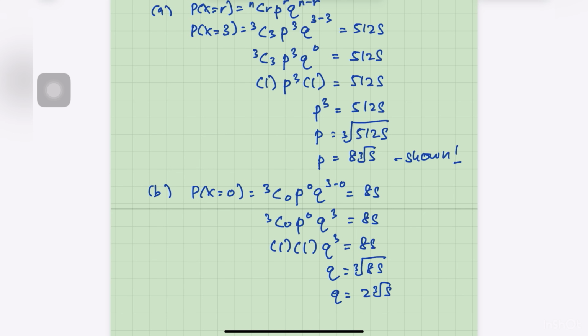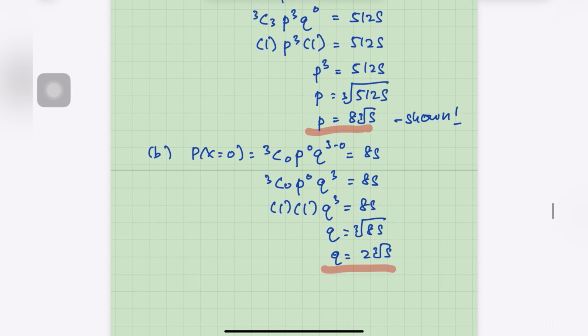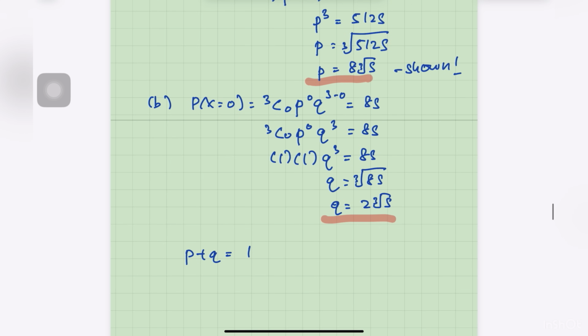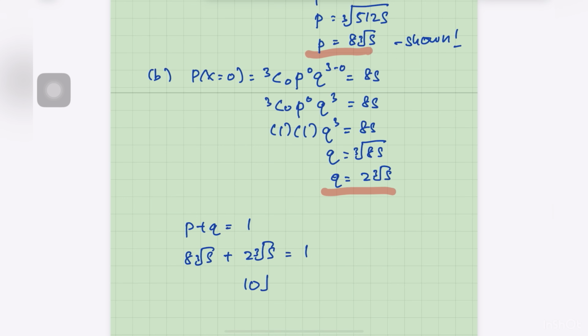Okay, so kita ada P and Q. So kita tahu P plus Q is 1. So kita boleh campurkan lah. So P plus Q equals 1. So then 8 cube root S plus 2 cube root S equals 1. So this one, 10 cube root S equals 1.